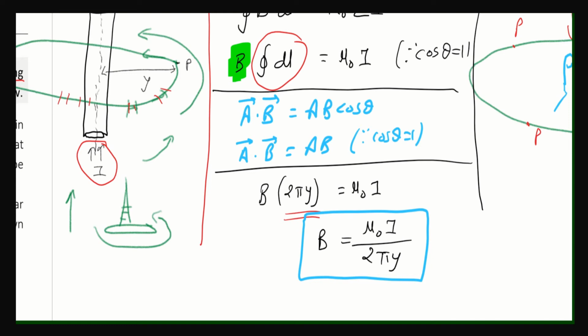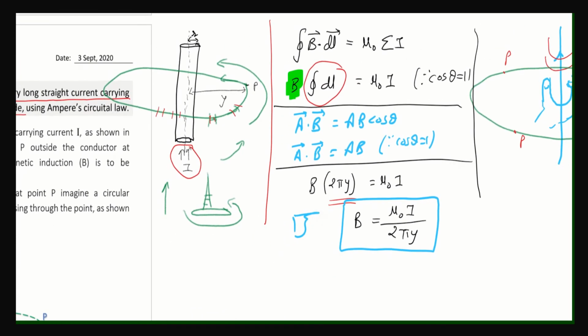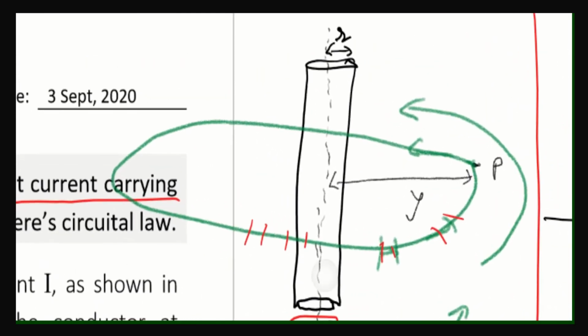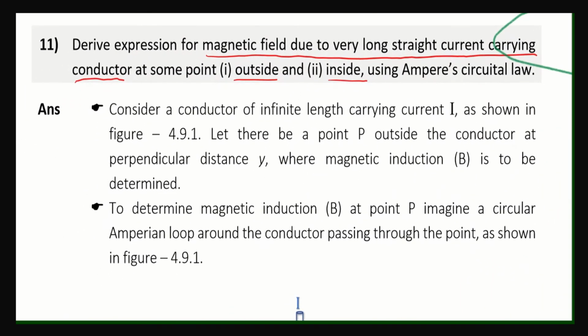And if you remember, we had a very similar equation using Biot-Savart's law also. There also we had a similar equation when we considered the special case for an infinite wire. So this is the expression. Now, what if we are asked to determine the magnetic field at some point inside? Say my point P is somewhere here. How do we determine the magnetic field then? Okay, let us check that also. Before that, have a look at the answer.